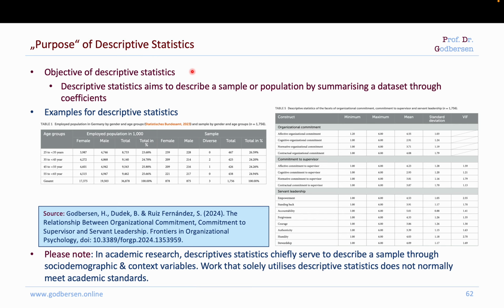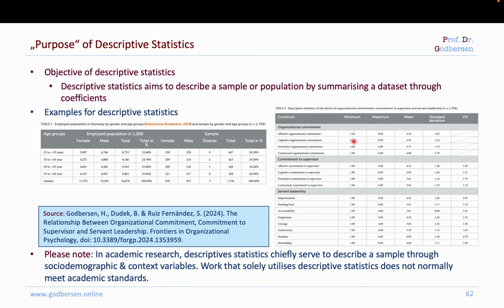Descriptive statistics, it's in the name, describe a sample or population by summarizing a data set through coefficients. Here you see an example. This is from the paper, The Relationship Between Organizational Commitment, Commitment to Supervisor, and Servant Leadership. My co-authors and I used descriptive statistics to describe how many women, men, and non-binary people were in our sample, so that the reader knows from whom the data came.